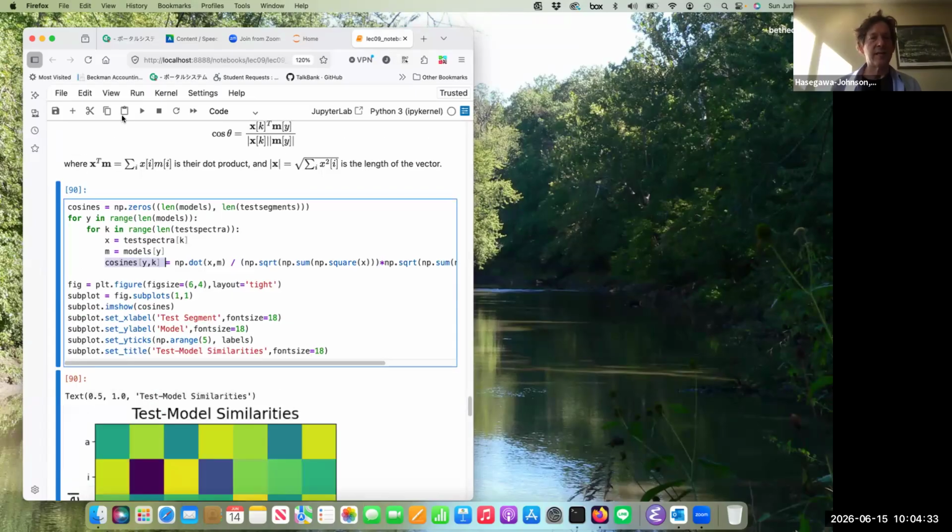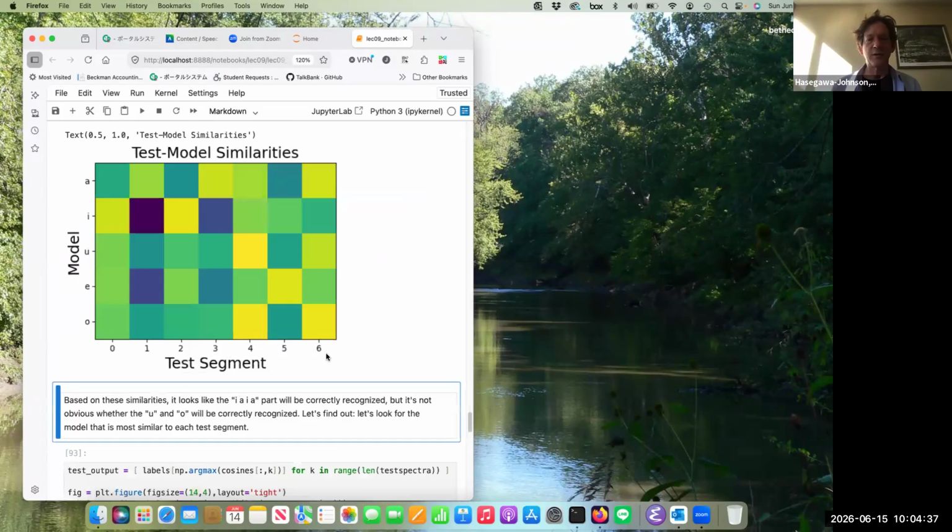Right, so we can look at the test versus model similarities, and we find that for test segments 0, 1, 2, 3, 4, 5, 6, test segment 0 is most similar to E and second most similar to A. Test spectrum 1 is most similar to A, and it's not very similar to any of the others. Test segment 2 is most similar to E and second most similar to A. Test segment 3 is most similar to A and not very similar to any of the others.